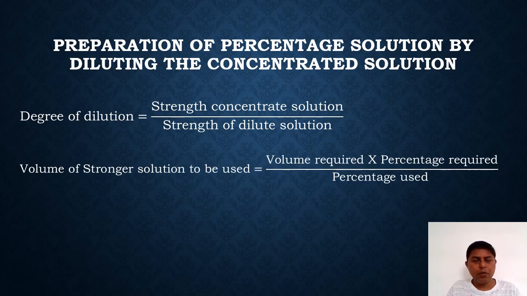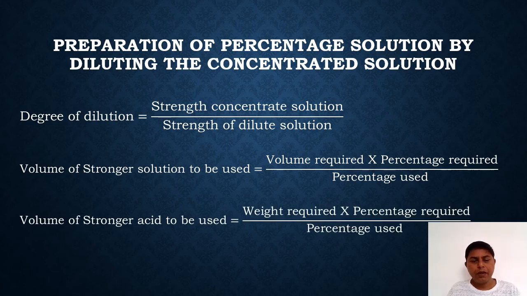Second, volume of stronger solution to be used is equal to volume required into percentage required upon percentage used. Volume of stronger acid to be used is given by weight required into percentage required upon percentage used.